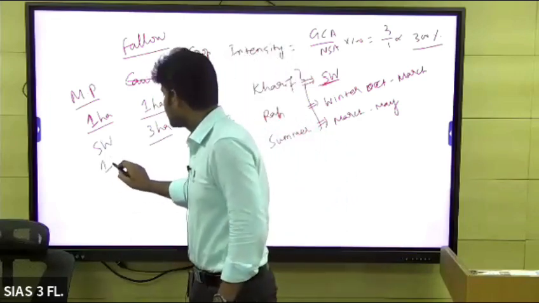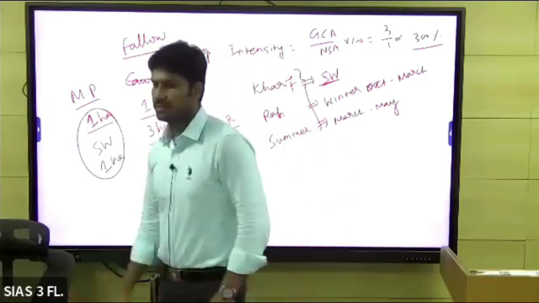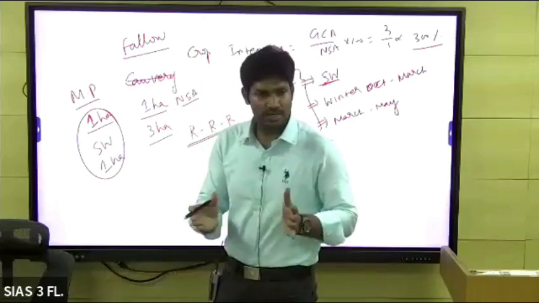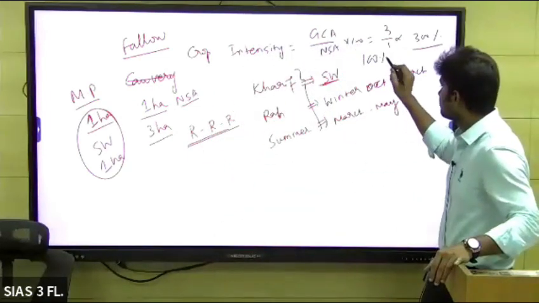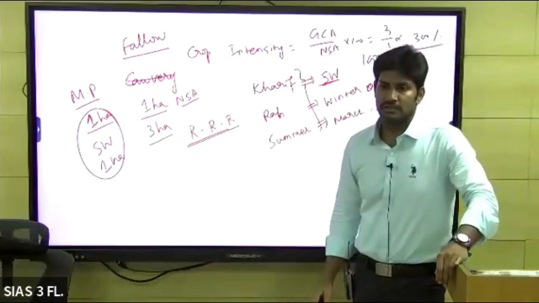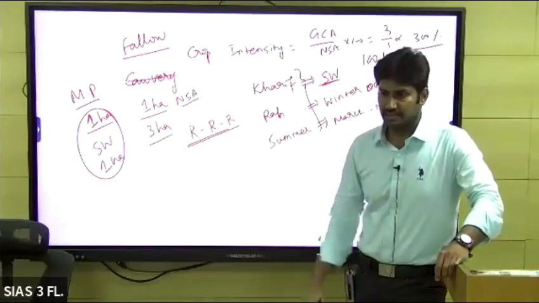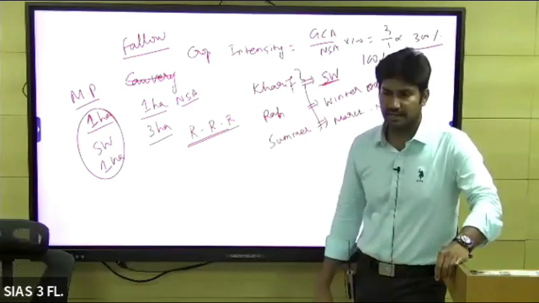So both are the same. Both net sown area as well as gross crop area are the same. So here the intensity is just 100%. This is how we calculate the crop intensity index for various parts of India.